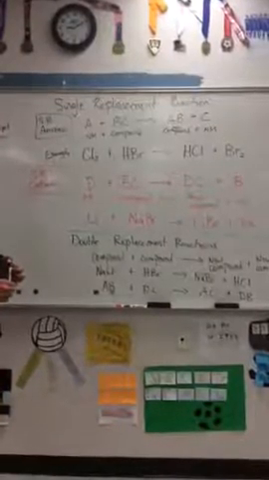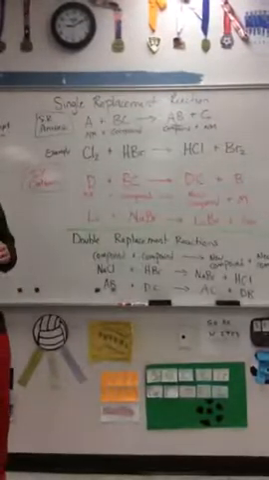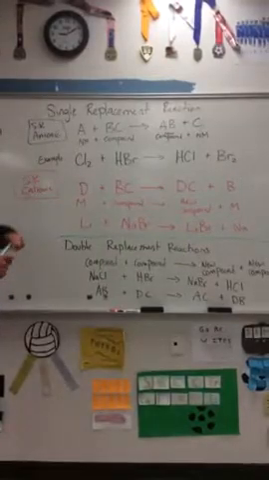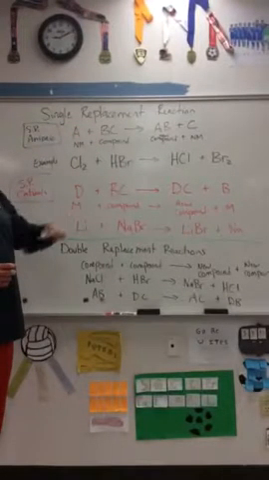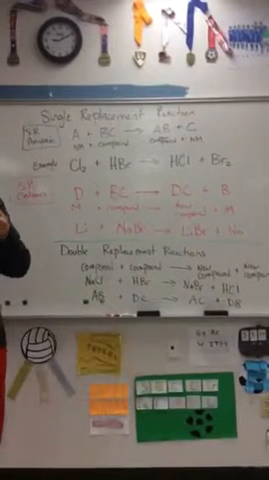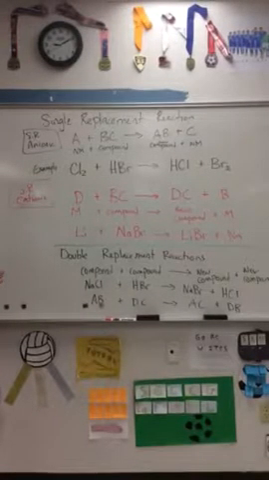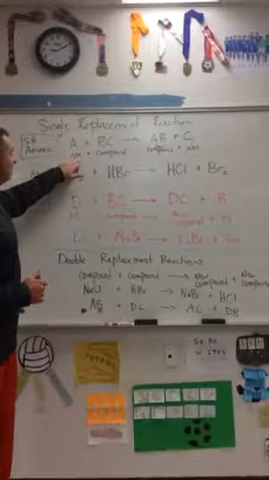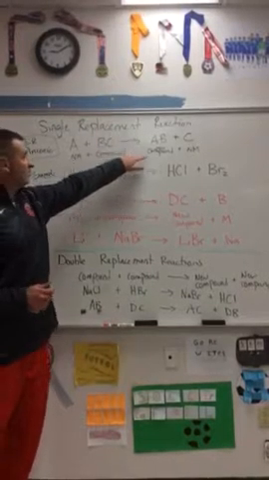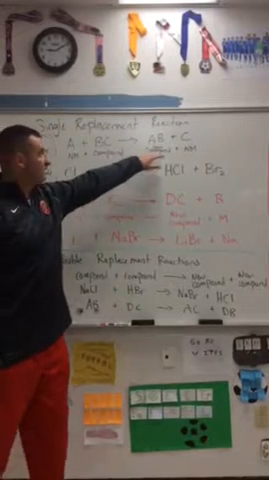All right, now we're going to talk about two more types of chemical reactions. The first one is called single replacement. In a single replacement reaction, there's actually two types. And what you're going to see is that you're going to have an element plus a compound, and you're going to create a new compound plus an element.